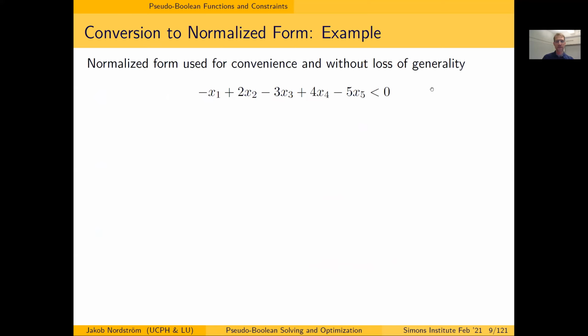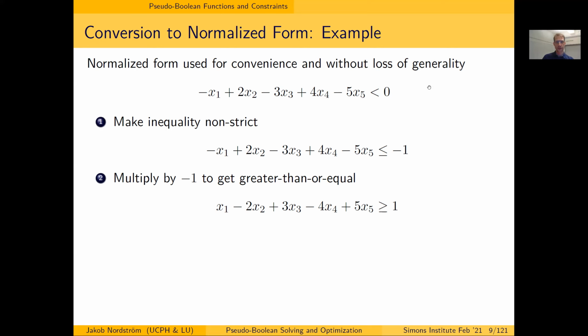Okay. And in fact, it's not hard to see that this conversion to normalized form is without loss of generality. For instance, suppose we have the constraint minus x1 plus 2x2 minus 3x3 plus 4x4 minus 5x5, and we want this to be strictly negative. Then in order to turn this into normalized form, we can first make the inequality non-strict. Strictly smaller than 0 just means less equal minus 1. And then to turn it into greater than or equal, we multiply by minus 1.